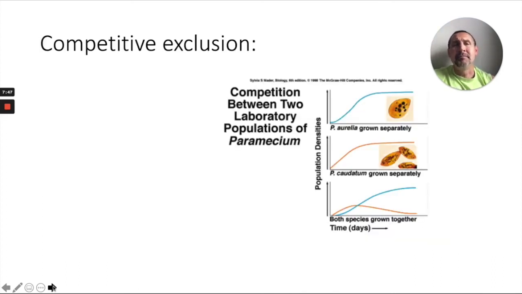Sometimes species compete. Now they're totally different species, but they're competing for the same basic thing. This is called competitive exclusion, where one of the two species is excluded. In this case, if you grow these two bacteria separately, they both do fine and they'll reach a similar carrying capacity. However, if they're put in a petri dish together, the blue bacteria will outcompete the orange bacteria.